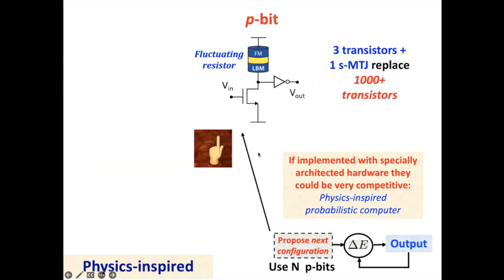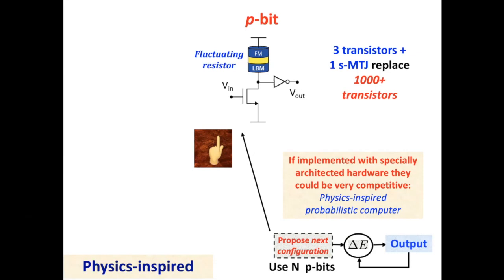So the idea is that, when you're proposing this next configuration, I'd mentioned that you'd use these p bits. And usually, to construct one of these p bits using CMOS technology, and we have done just that, it takes thousands of transistors. Whereas if you use a fluctuating resistor, that is, this magnetic tunnel junction. I'd earlier mentioned that magnets, when they become small, they tend to fluctuate. And you could use that to build a resistor whose resistance would fluctuate with time. And so it would give you a natural p bit.